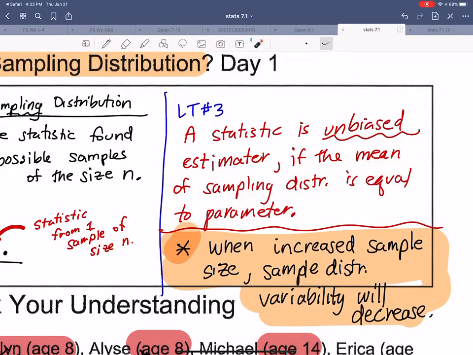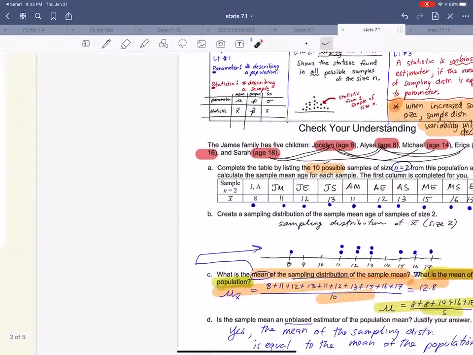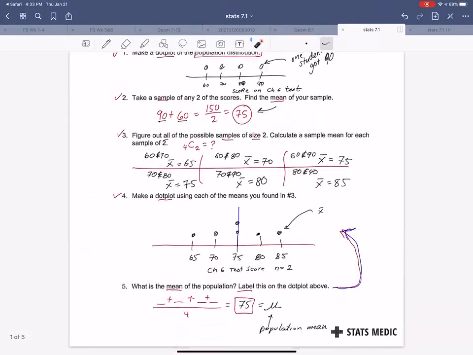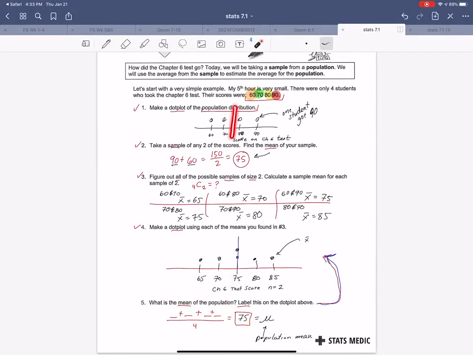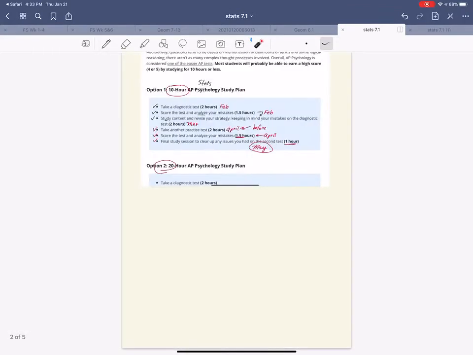So let's think about this. The mean of the sampling distribution is equal to the parameter. So we showed this happening here, right? The mean of the sampling distribution, 75, was the same as the mean of the population. They both were 75, but for different reasons. This is the mean of the population distribution, 75. This is the mean of the sampling distribution. So it's unbiased when that happens.